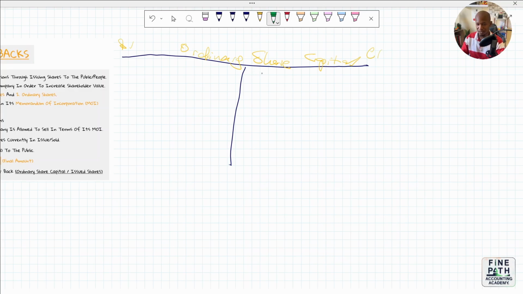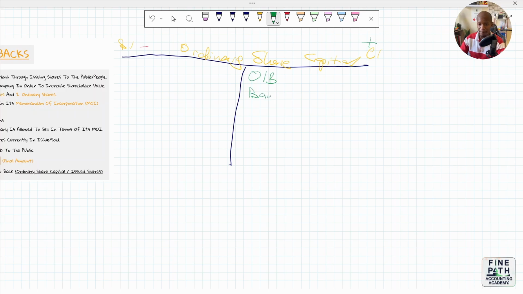So we had said that this account is going to increase on the credit side and it will decrease on the debit side, right? And now I want us to look at the type of transactions or events that would increase this account. So the first thing is that we need to remember that the ordinary share capital is a balance sheet item, meaning that it would have an opening balance. This opening balance is basically the value of the ordinary share capital at the beginning of the year. And then this would increase when we issue shares.